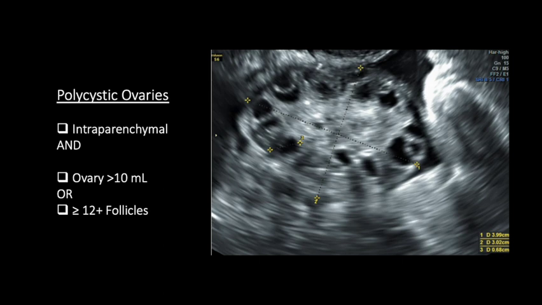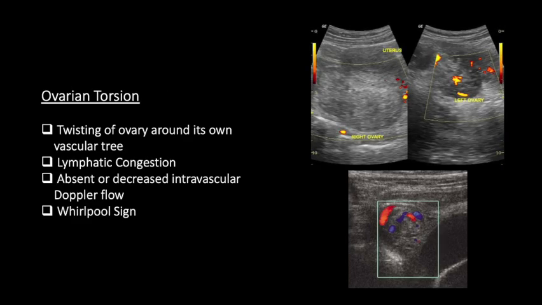The last ovarian pathology we'll touch on today is ovarian torsion, which refers to the twisting of the ovary around its own vascular supply or pedicle. This can result in significant pain, lymphatic and vascular congestion, and ultimately lead to ovarian ischemia and necrosis if not resolved quickly. Ultrasound findings for ovarian torsion rely on identification of intra-ovarian flow using Doppler modes of ultrasound.